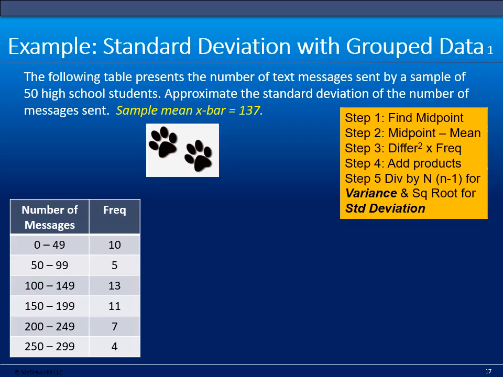So the first thing to do is look at the class size. We go from 0 to 50. The class size is 50. So the midpoint of that is going to be divided by 2, or 25. Then when we get between 50 and 100, it's going to be 75, 125, 175, etc. So those are the midpoints for each of the classes.